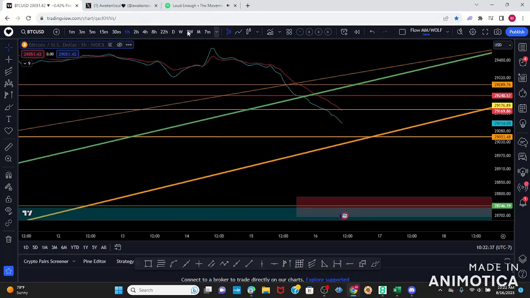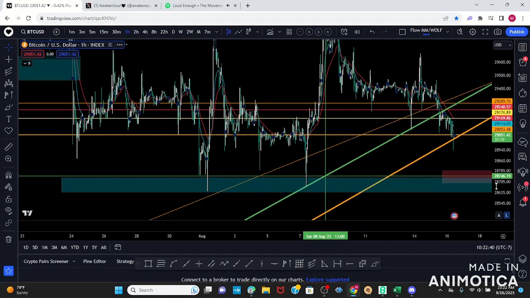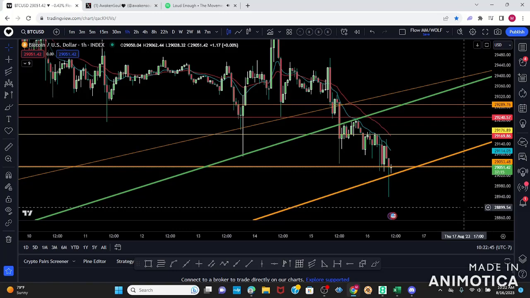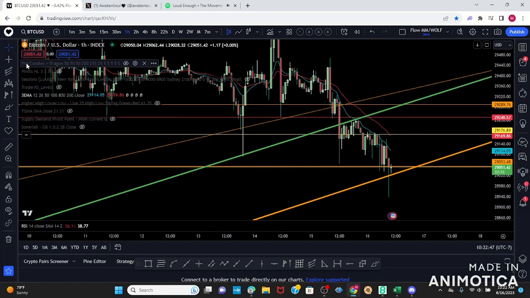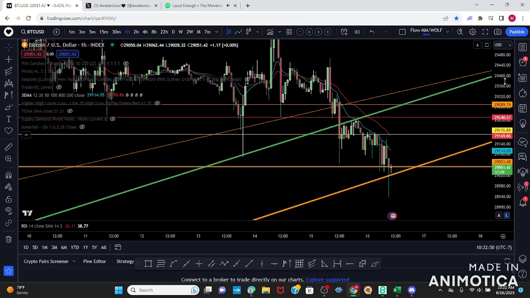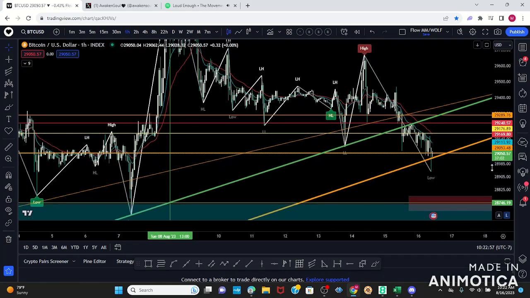So when I come into my 1 hour, that's where I start looking for an entry. How do I look for an entry? I look at the trend more than anything because I trade with the trend. So for me to take a long here, it's going to need a lot. For me to take a long on my 1 hour, first I'm going to turn on my higher highs, lower lows.